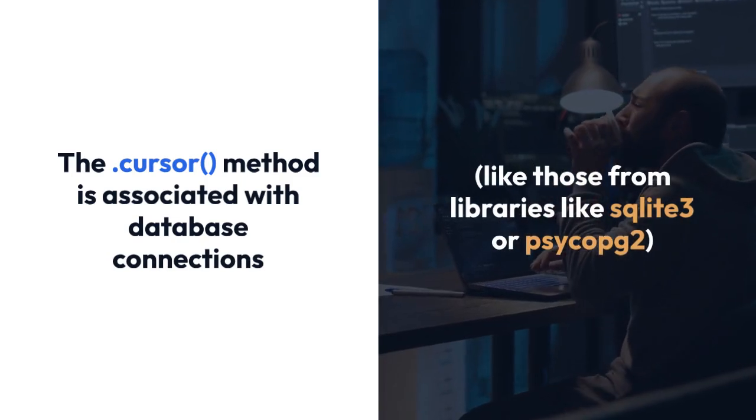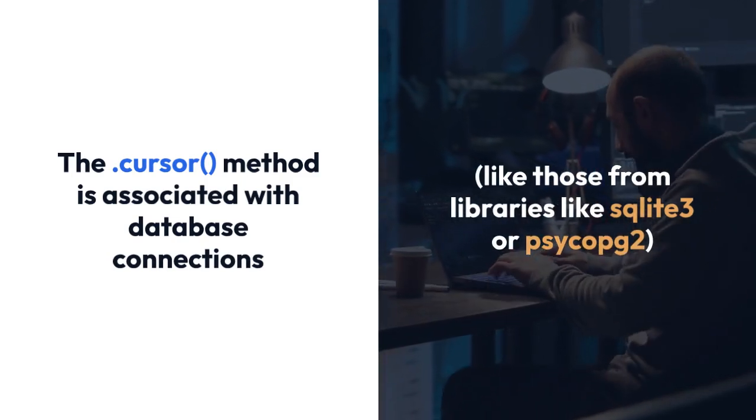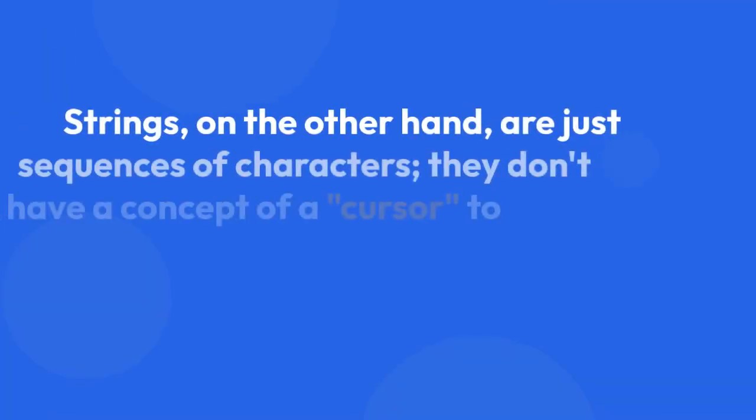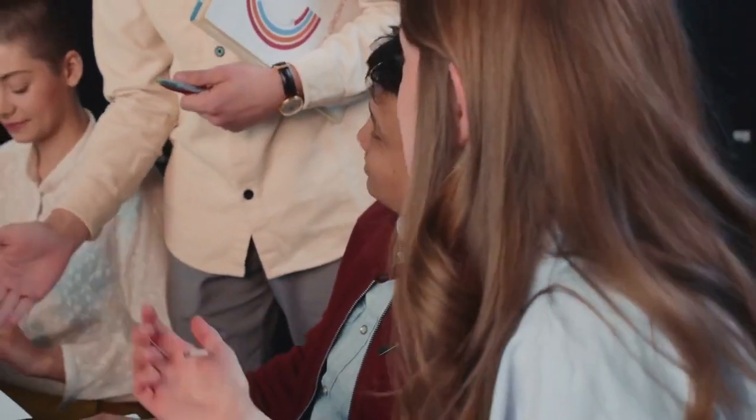The .cursor method is associated with database connections, like those from libraries like SQLite3 or Psycopg2, and allows you to interact with the database's results. Strings, on the other hand, are just sequences of characters. They don't have a concept of a cursor to iterate through data in the same way. Here's how to understand and fix this issue.